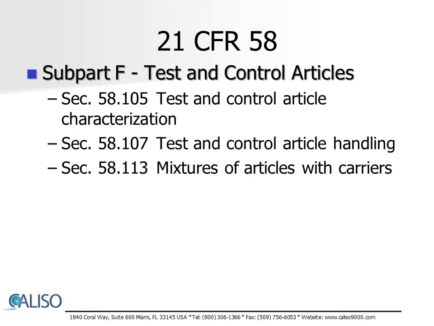Subpart F, Test and Control Articles. This section details the requirement for established and documented procedures for testing and control articles and includes test and control article characterization, test and control article handling, and mixtures of articles with carriers.